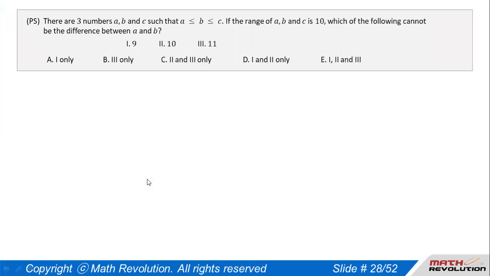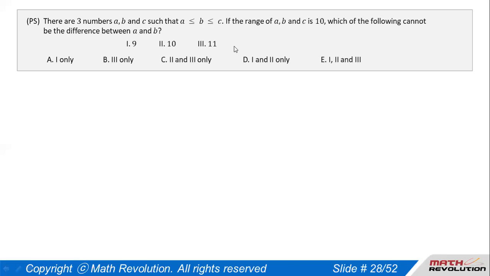Now let's talk about this question, which is based on the range. There are three numbers, A, B, and C, such that A is less than or equal to B, which is less than or equal to C. If the range of A, B, and C is 10, which of the following cannot be the difference between A and B? So we'll look for the difference of A and B. What are the possible differences it could be? We are already given the options 9, 10, and 11.